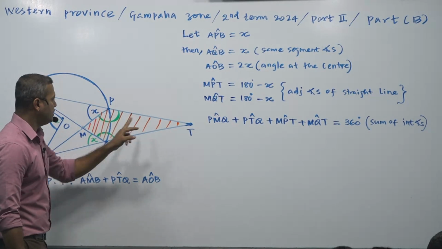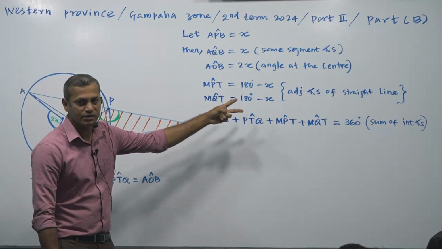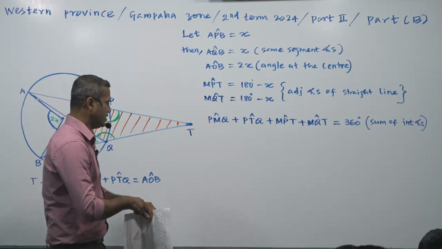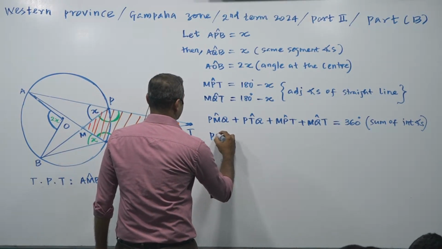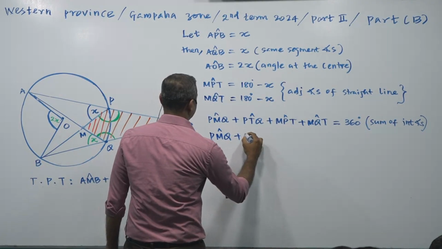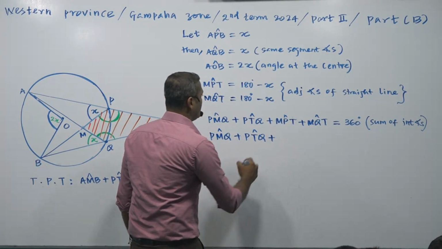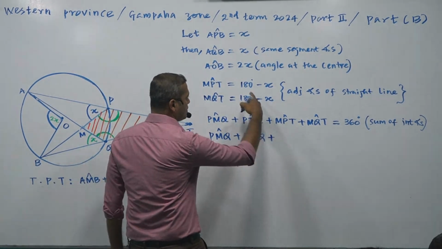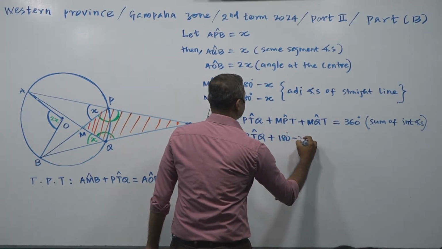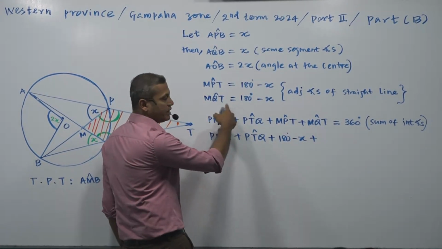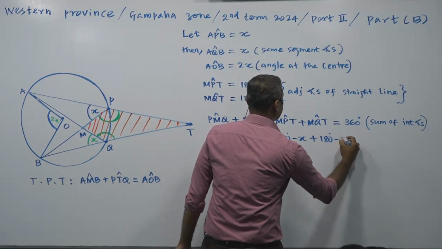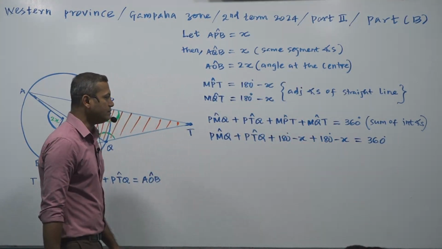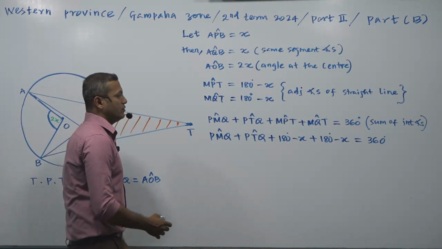We wrote MPT and MQT in terms of x. We can substitute them here. Then I will write PMQ as it is, PTQ as it is, plus instead of MPT, I can write 180 minus x, plus instead of MQT also 180 minus x. This is equal to 360. Yes or no? Now rearrange.